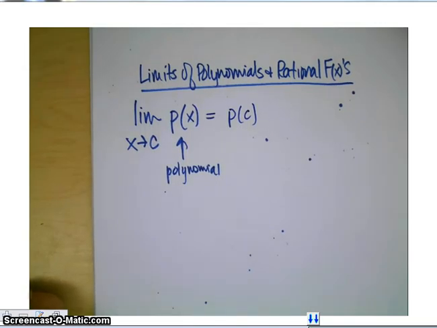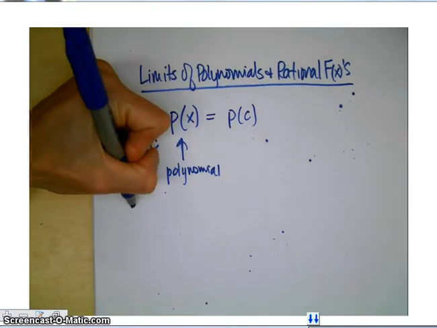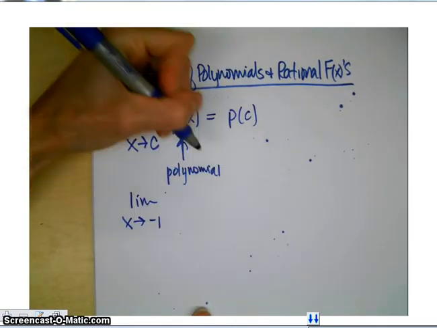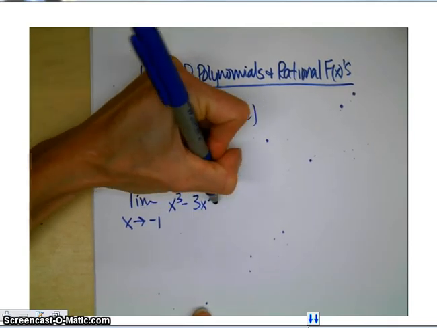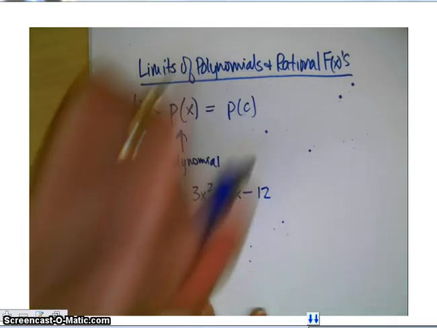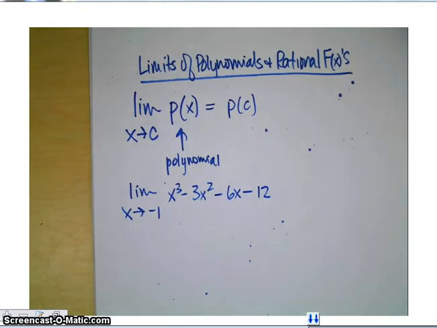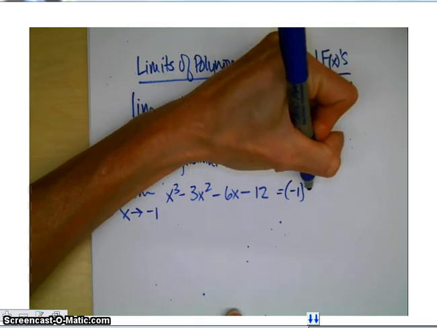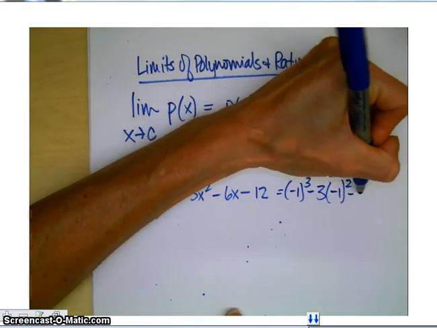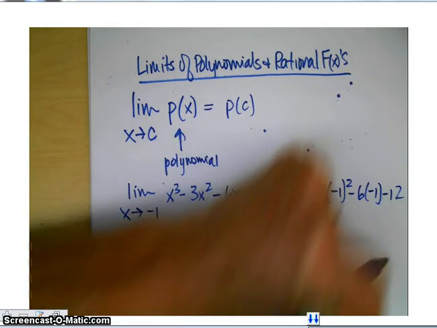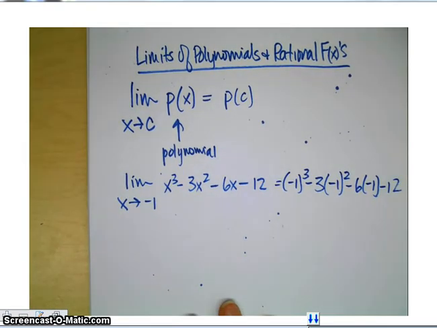What is that telling you to do? Plug in c for x to find the limit. So if I wanted to find the limit as x goes to -1 of x cubed minus 3x squared minus 6x minus 12, how would I do that? Plug -1 into all the x's and follow the order of operations. So I would take -1 cubed minus 3 times -1 squared minus 6 times -1 minus 12. Guess what? This is the hardest part. Yeah, I know, it shouldn't be.